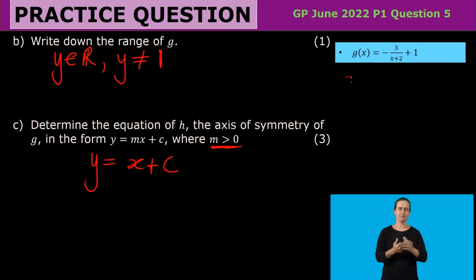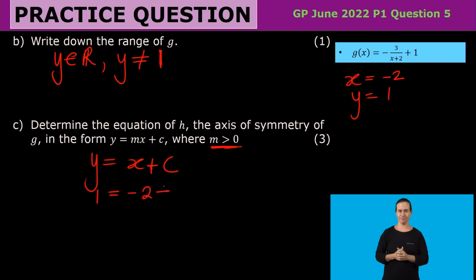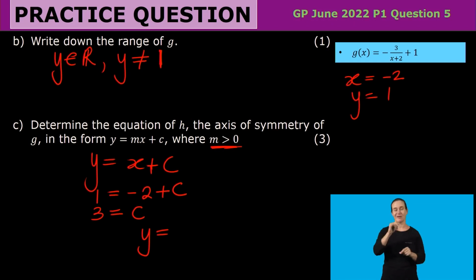Now, if you can remember our asymptotes, we've got x equals negative 2, and we've got y equals a positive 1. So in the place of y, we are going to put a positive 1. In the place of x, it's going to be a negative 2. And from this calculation, our value of c is 3, which means that our equation is y equals x plus 3. And that is the equation of the axis of symmetry.